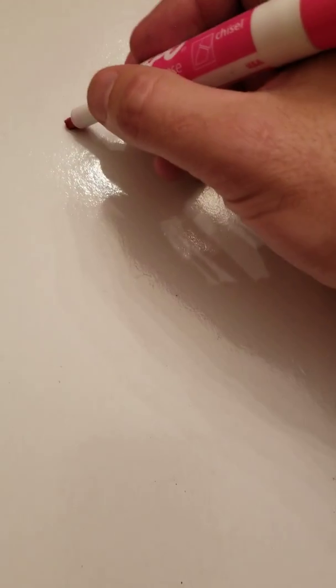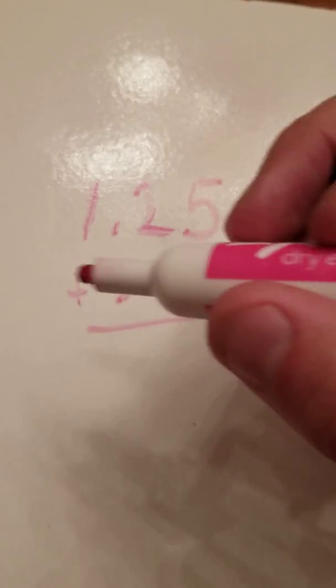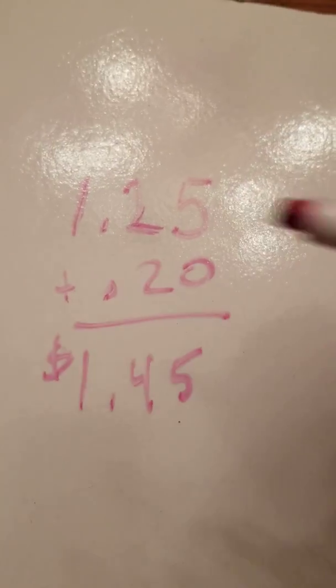Alright, I'm going to go through this quick. Hunter has 5 quarters and 2 dimes. Well, I know 5 quarters is $1.25. And I know that 2 dimes is 20 cents. So when I add those together, Hunter has $1.45.